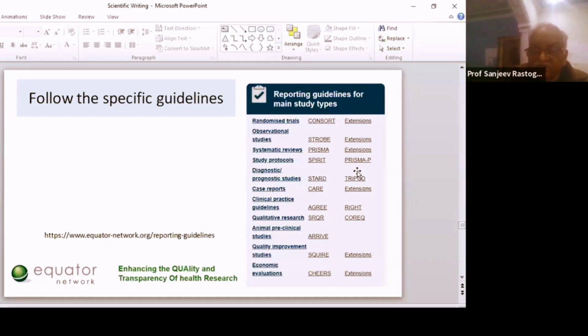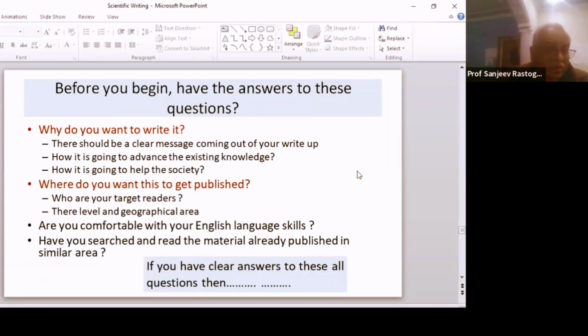If it is a systematic review, the PRISMA guideline, protocol SPIRIT guideline. Similarly, for a case report, the CARE guideline is to be followed. So these are the specific guidelines which are going to guide us that for which kind of research, which kind of writing pattern should be adopted. These guidelines are easily available at the Equator Network. Anybody can see it, and anybody can get benefit of these guidelines.